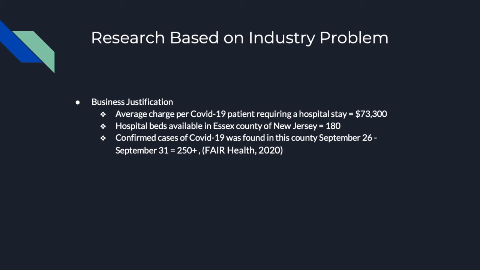As the medical resources are limited, we also looked into hospital bed availability. For example, we found that there were not enough hospital beds in Essex County of New Jersey, which only has about 180 beds. That is way below the confirmed cases in the region between September 26th to 31st, which is above 250.